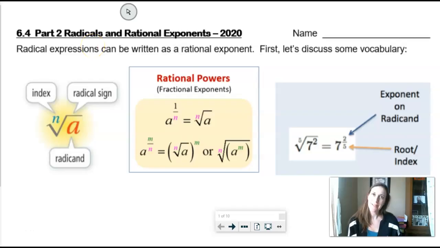Hello again, Algebra 2 friends. So this is the second half of the 6.4 lesson. It's part 2. And we're going to continue talking about rational exponents, but more specifically how they relate to radicals and how we can kind of go between the two different forms.